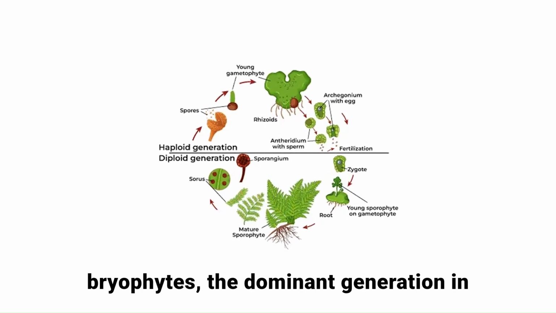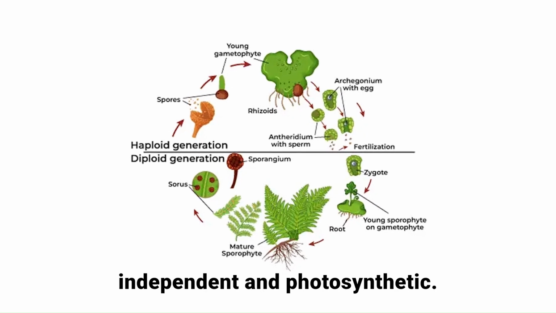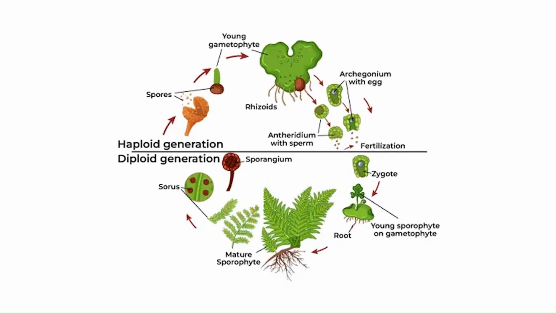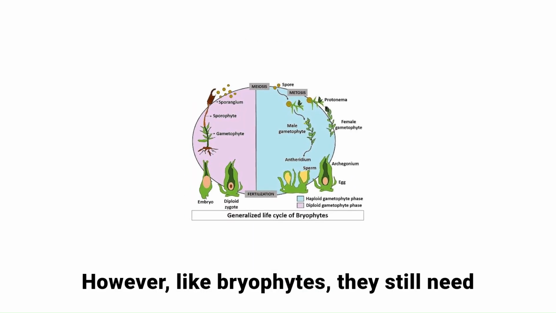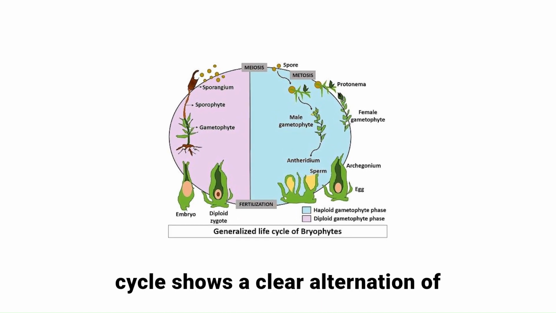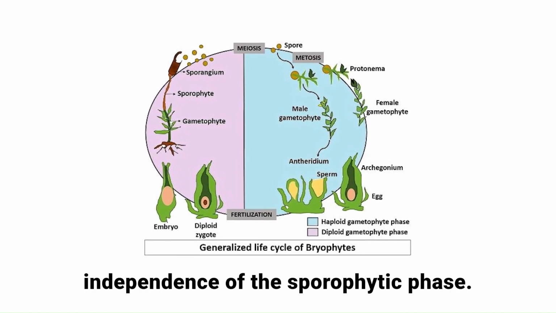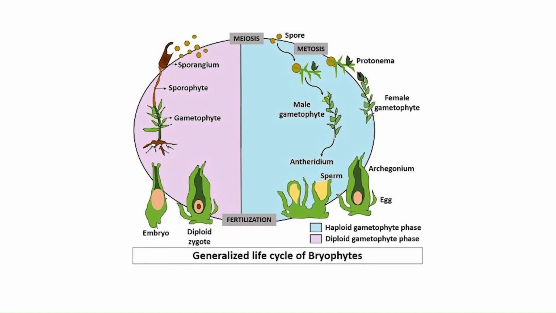Unlike bryophytes, the dominant generation in pteridophytes is the sporophyte, which is independent and photosynthetic. However, like bryophytes, they still need water for fertilization. Their life cycle shows a clear alternation of generations, but with more complexity and independence of the sporophytic phase.